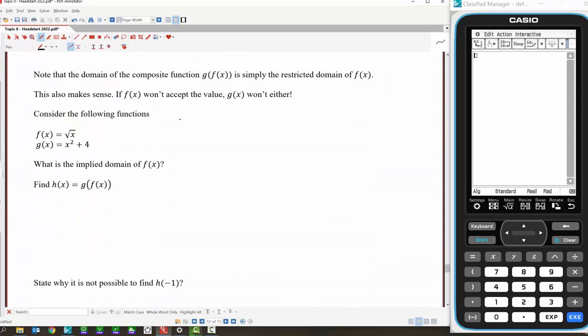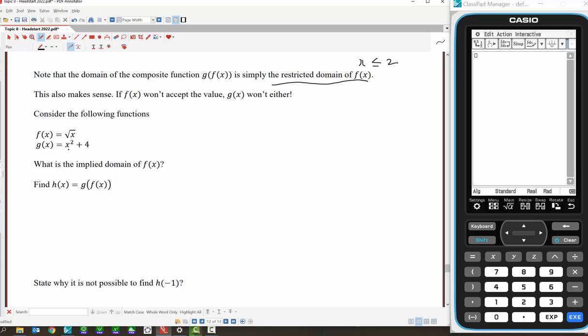Alright, note that the domain of the composite function g of f of x is simply the restricted domain of f of x. So once you have restricted the domain, which we did above, then it was going to be x less than or equal to 2, i.e. the domain of the composite function will be whatever the domain of f of x is. Alright, so let's just try and see why that makes sense as well.